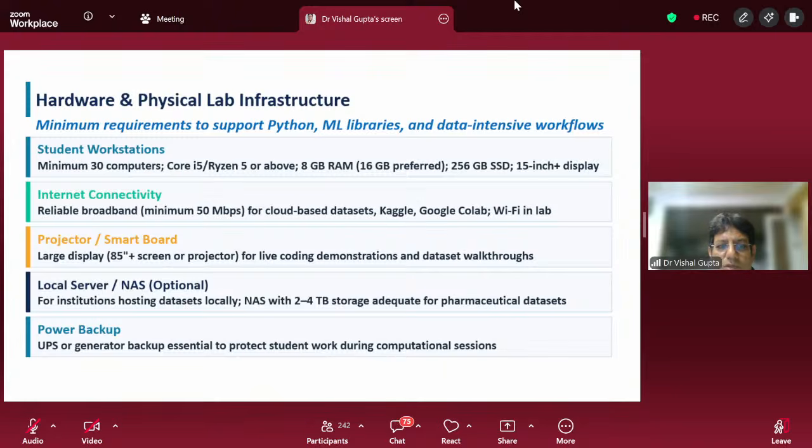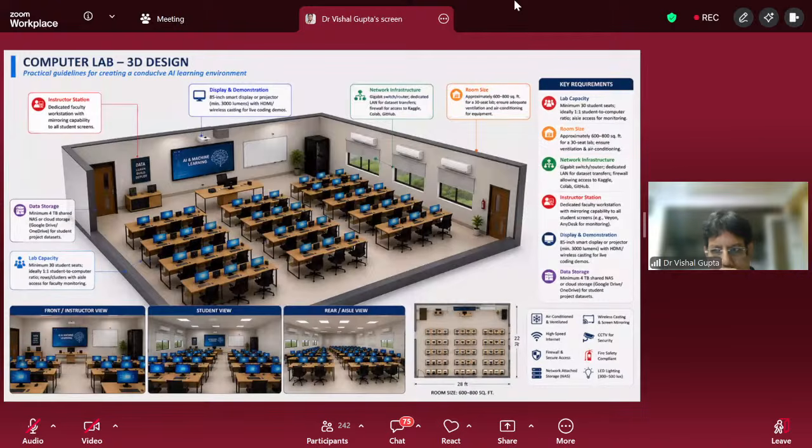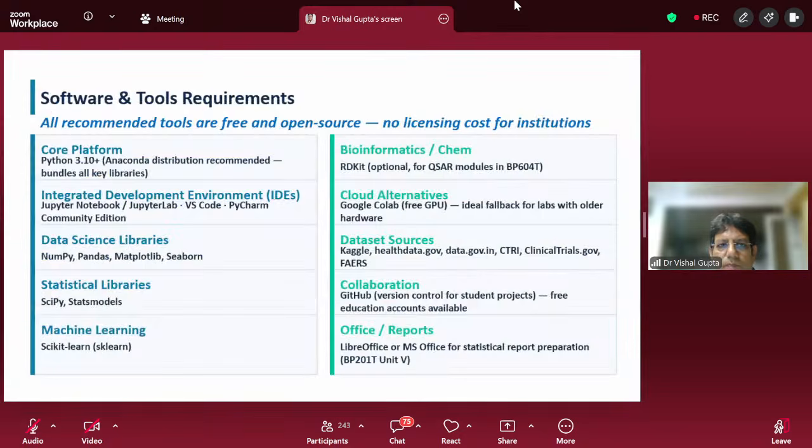We can have a local server built within your system. It is feasible, and there should be power backup. This is how a simple computer lab will be, where there is a teacher space, learning projectors, and how the students will be seated, and they should be able to work on this on their own.